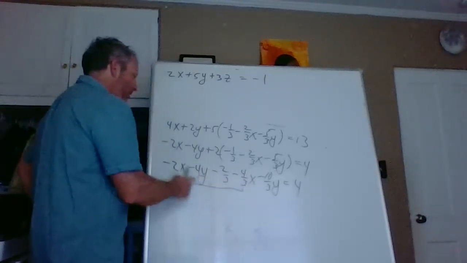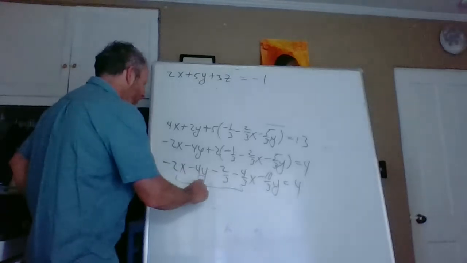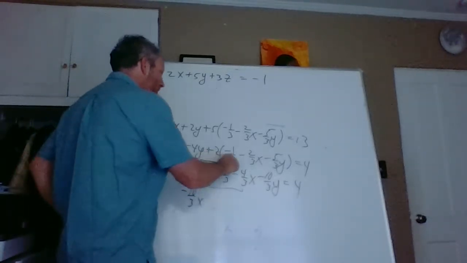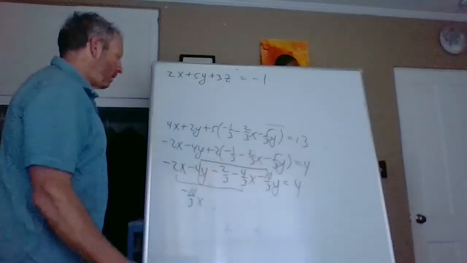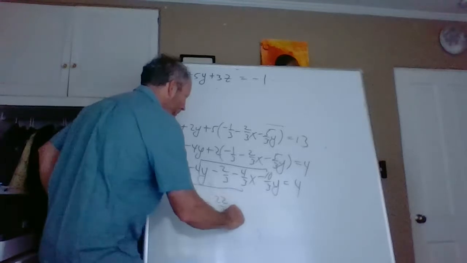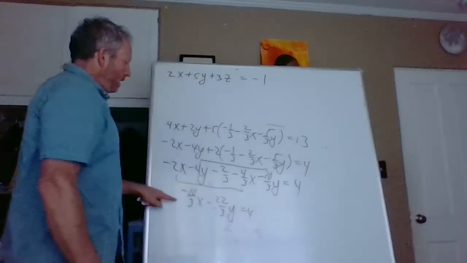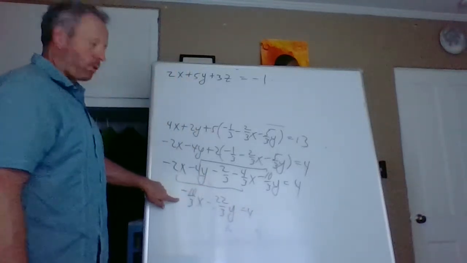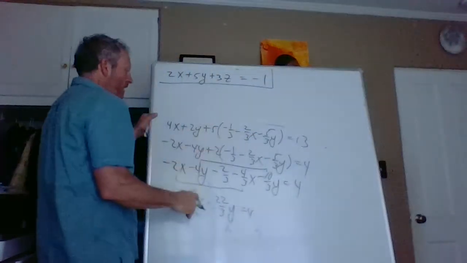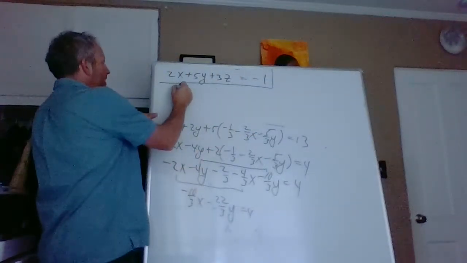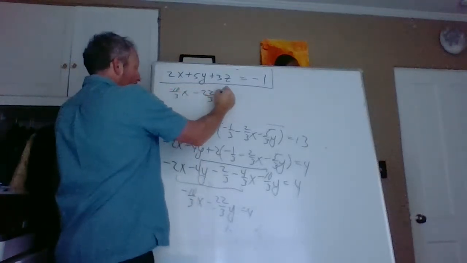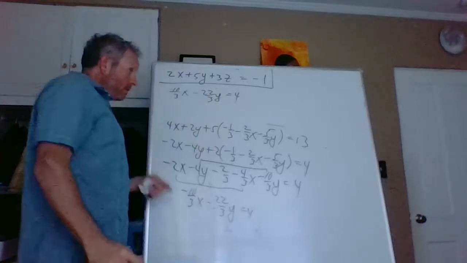Let's add like terms. So then negative 10/3 x, negative 4y minus 10/3 y, negative 22/3 y equals 4. I want to write this equation where I can work with it. Remember, I'm going to need this, so I'll just box it in. But this right here, negative 10/3 x minus 22/3 y equals 4.